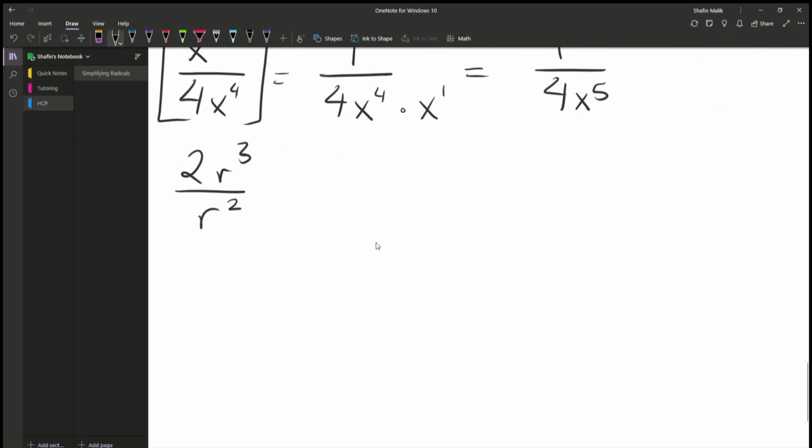As a final example, let's consider this problem where the numerator has the exponent of 3 and the denominator has an exponent of 2. In this case, we can simply invert the r squared from the denominator into the numerator, and then subtract.